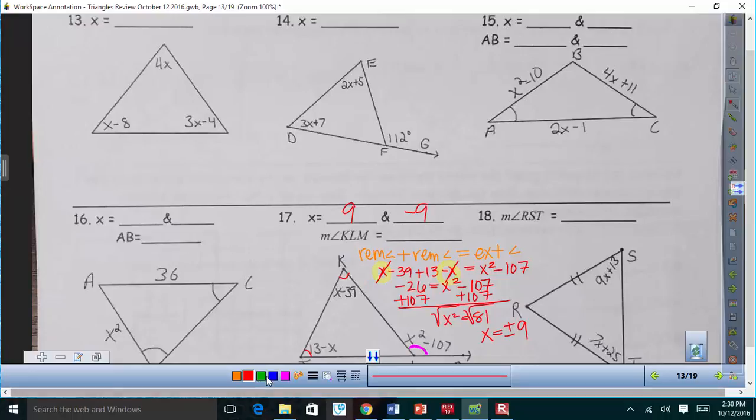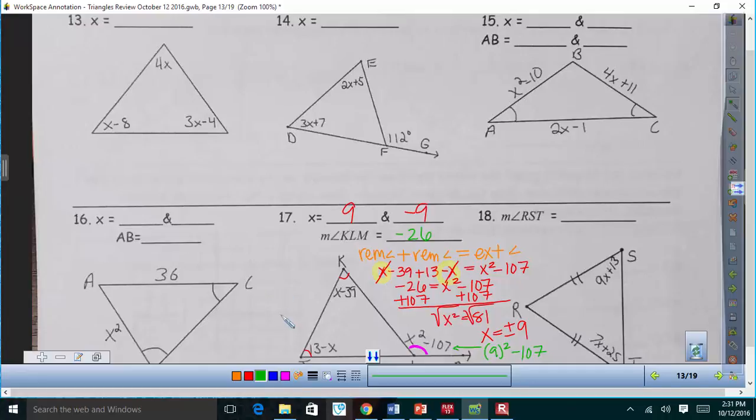And then to find the angle, we plug back in to right here. So we do 9 squared minus 107, which would be 81 minus 107. What does that give us? Negative 26. Okay? And so technically that's not a great answer for an angle, but sometimes when we're doing factoring, we end up with some weird numbers. Okay? What other questions? 1 through 22.